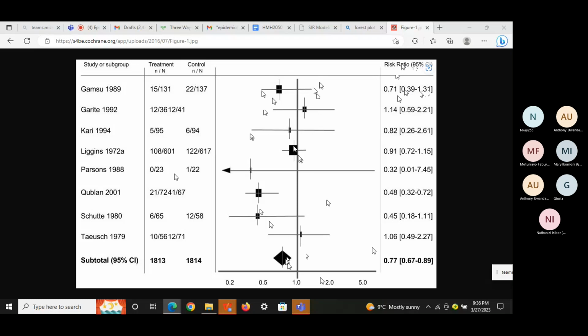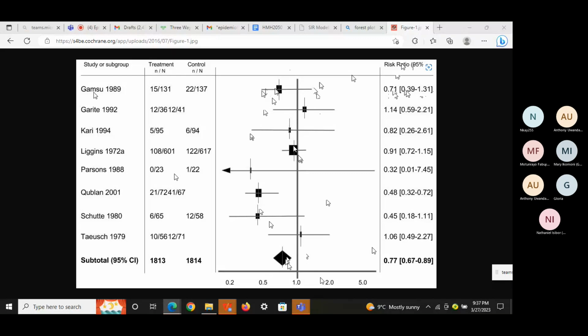And then if you want to get the actual value, you look at the right here. You can see for this one, the risk ratio is 0.71 for this study, Gamsu 1989. The risk ratio that they got is 0.771, and the confidence interval is 0.39 to 1.31 for this particular study.